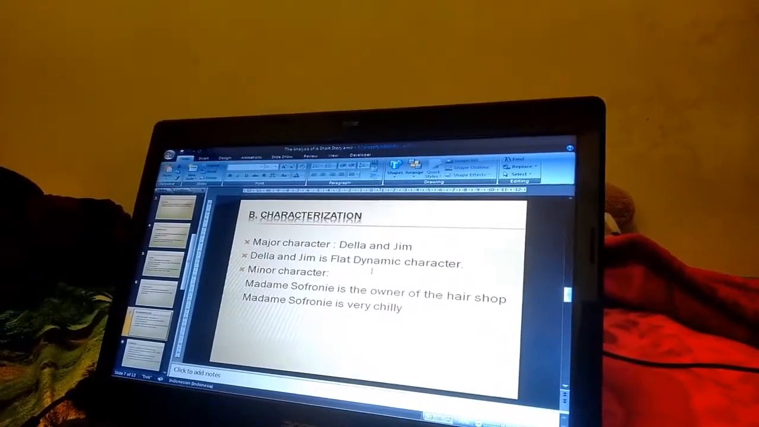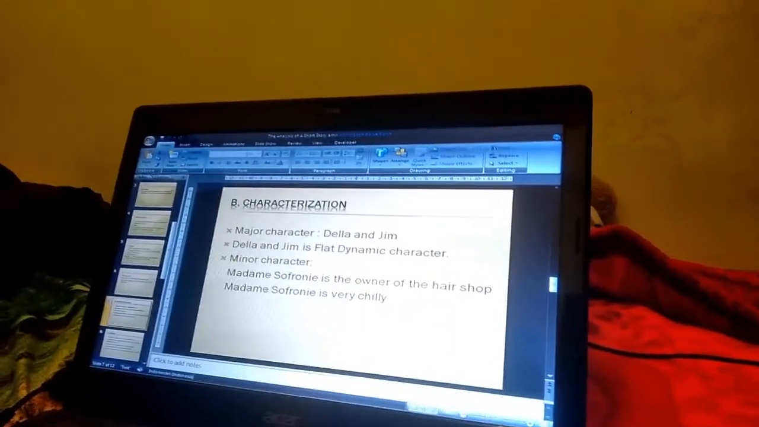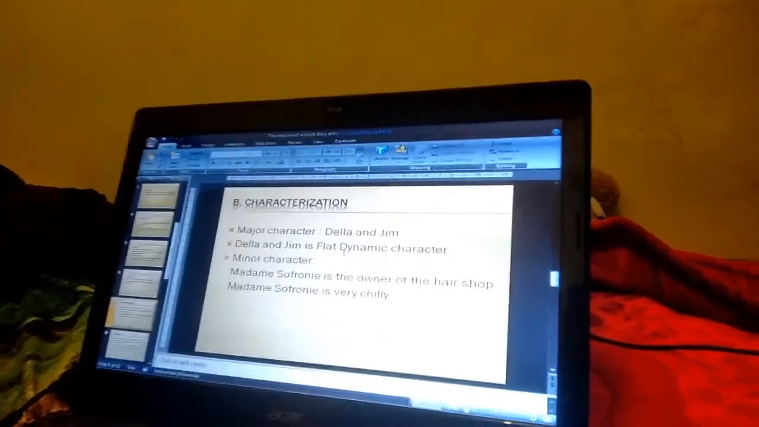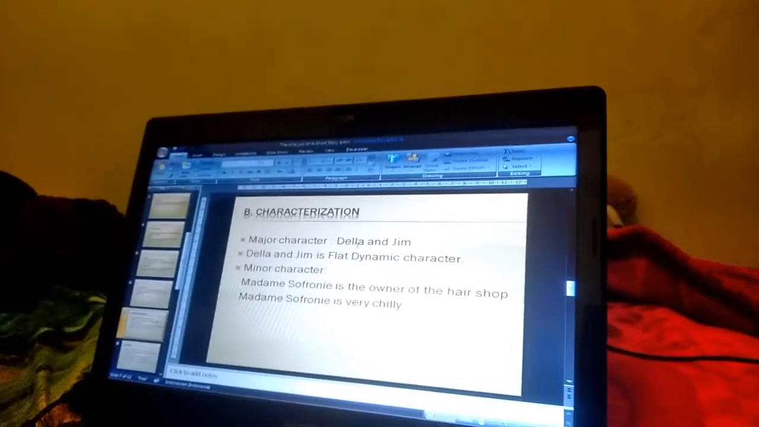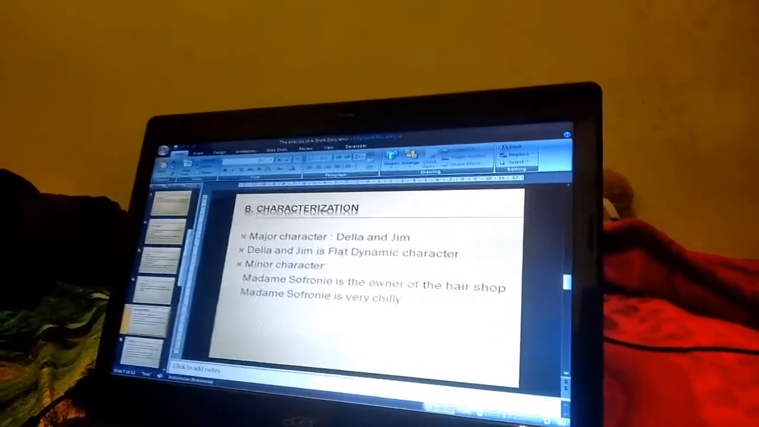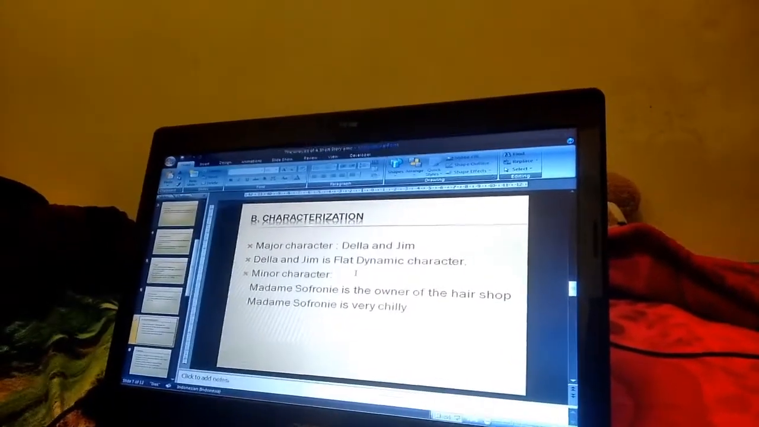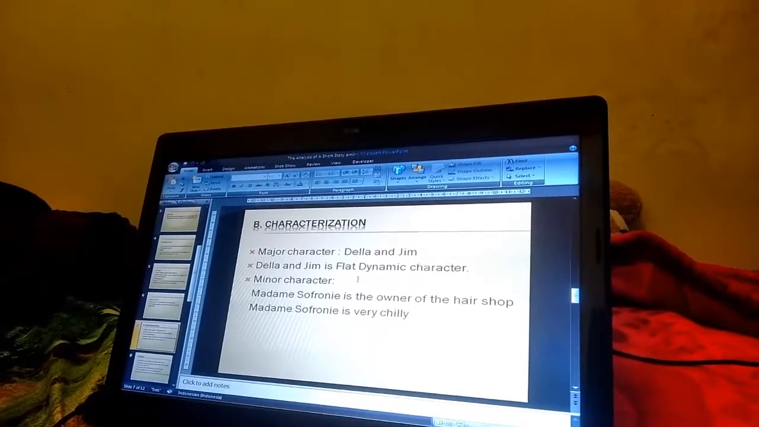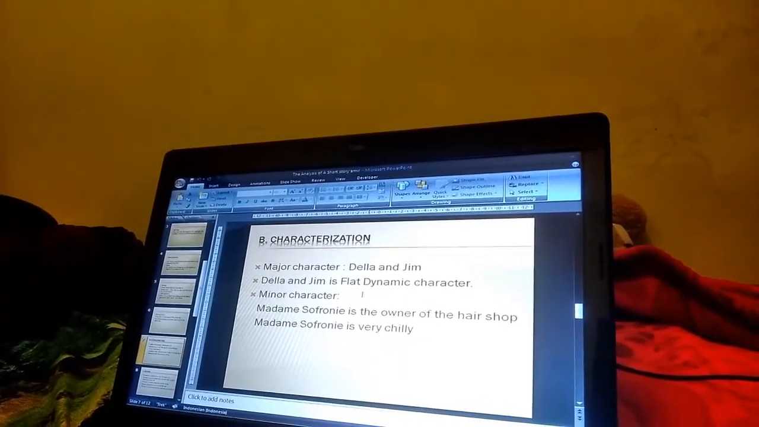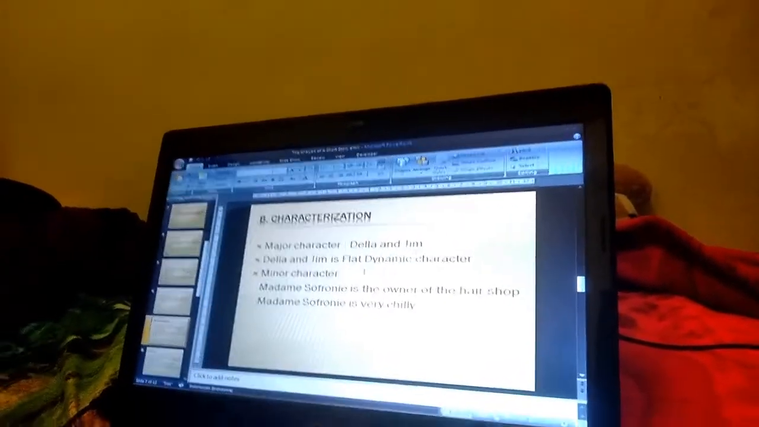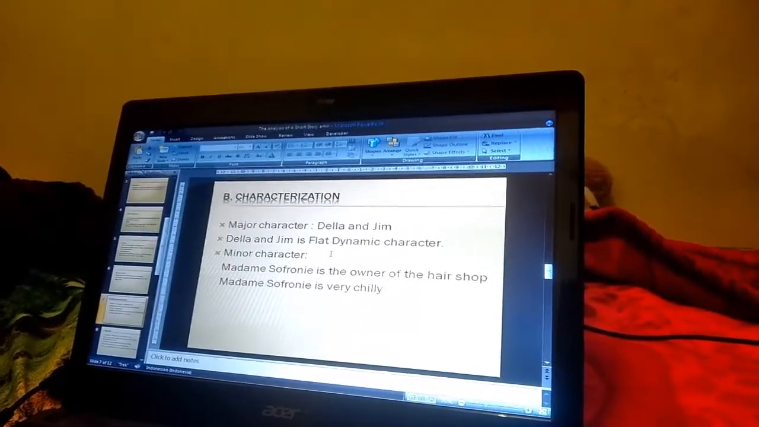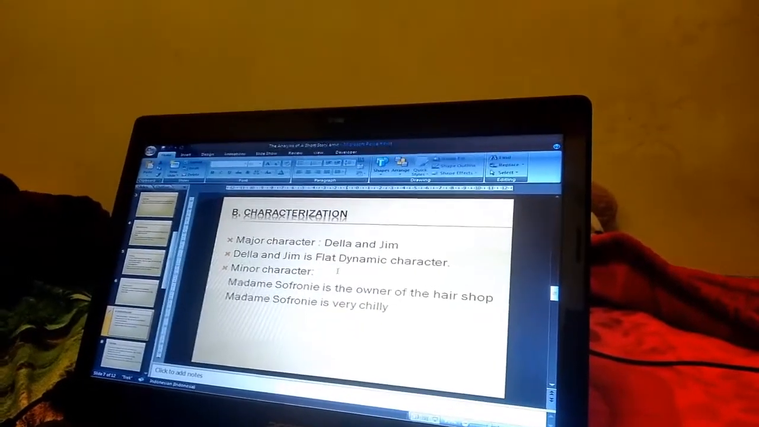And dynamic character, why I state dynamic character, because I think when Della and Jim were anxious about the reaction of the present, it changed to a very happy feeling because Della and Jim tried not to mind the expensive gifts, and tried to receive each other, tried not to mind it, and think that the best thing is love itself.